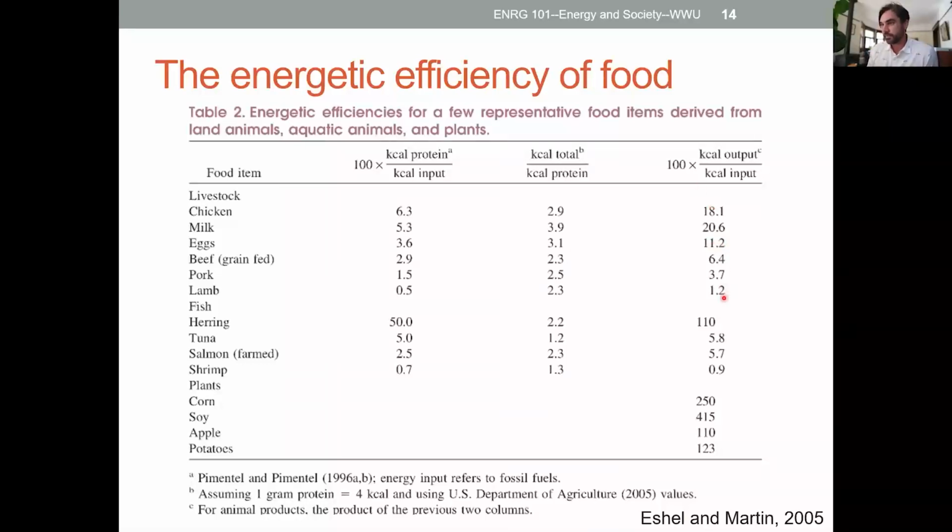The most efficient foods: herring, corn, soy, apple, potatoes. How did they get above 100%? I just told you you can't get above 100%. How did these foods get above 100%? What are the energy inputs here? Free energy. Yeah, it's free, but where does it come from? The sun. So we're getting this free energy from the sun. Herring indirectly, right, with the phytoplankton and algae they eat. So the farmers didn't have to pay for a lot of these energy inputs that yield these big energy outputs.